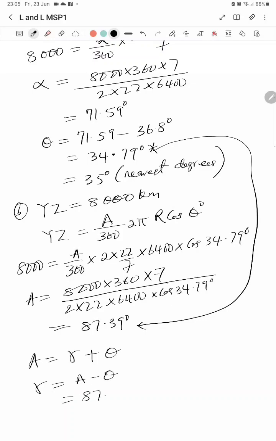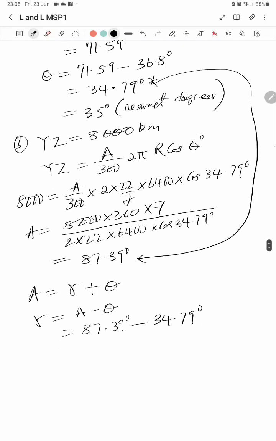This is 87.39 degrees minus our theta, 34.79 degrees. If you press the calculator, we have 66.8 degrees, and that's going to be west. To the nearest degree, we have it as 67 degrees west. And that's all for the solution of this problem, and this is the end of this tutorial.